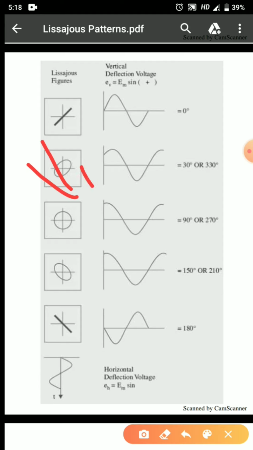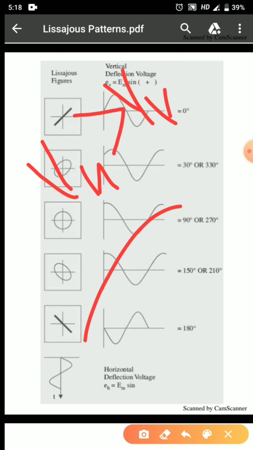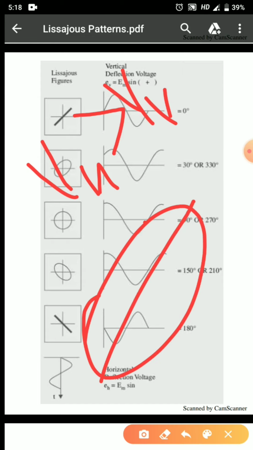Y voltage means, that is, if the horizontal voltage is larger than the vertical voltage, we will get an ellipse with vertical major axis. We'll get an ellipse which is having a vertical major axis. That is, for an ellipse we know that two axes are there. This is the major axis and this is the minor axis. So when the Y voltage is larger, an ellipse will be formed with the vertical major axis.